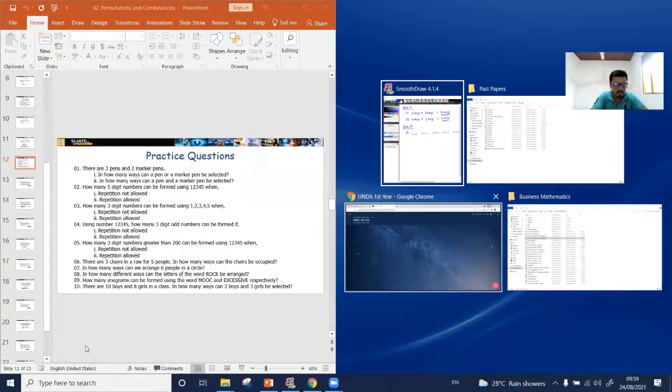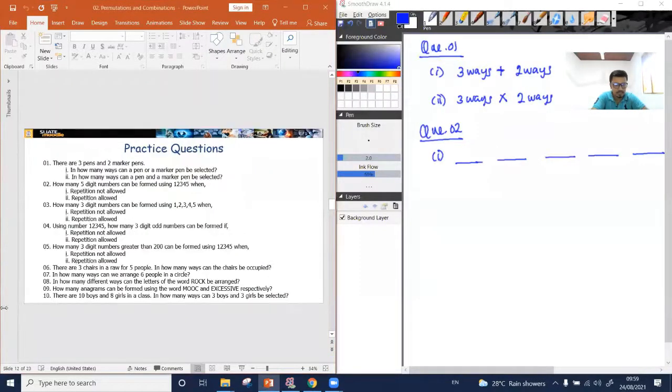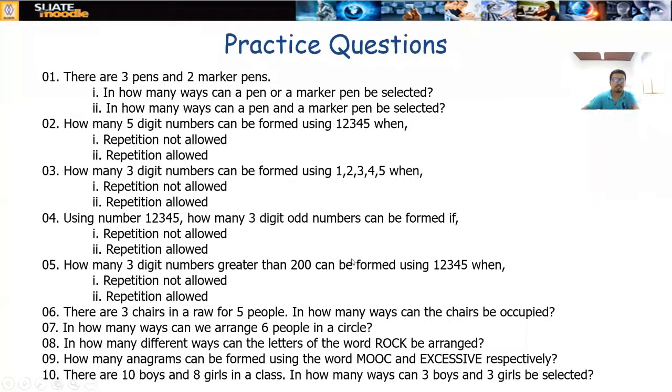Can you see it? You can see it is not clear, no? Here, we'll take it like this. Okay.